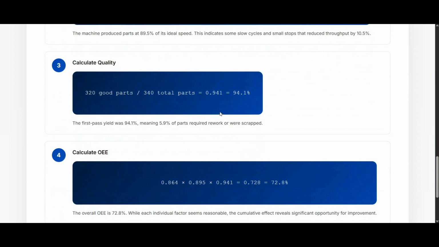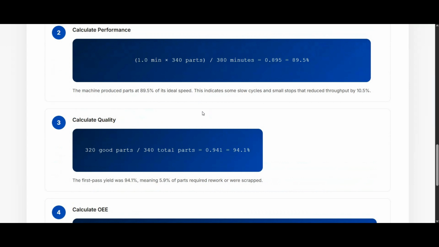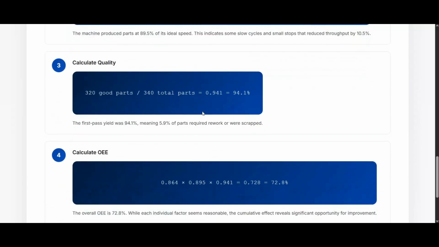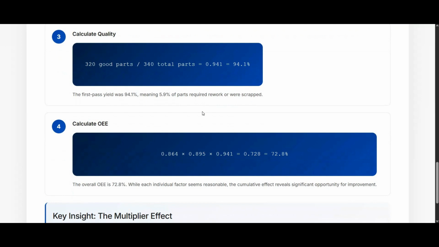If 20 parts were defective, that means we had 320 good parts out of 340 total, giving a quality score of 94.1%. Multiply all three: 0.864 times 0.895 times 0.941, and we get a total OEE of about 72.8%.